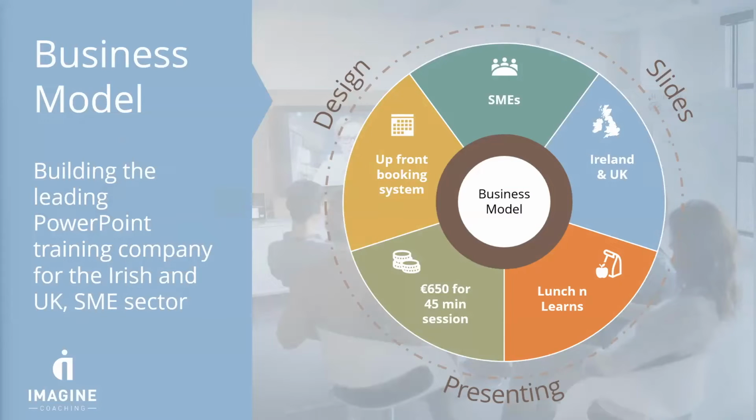Now, the next slide is business model. So the business plan really precisely defines your business, identifies your goals and serves as your company's resume, basically. So what is it that you're doing and what's the context? For the example I've used here, it's a PowerPoint training company for the Irish UK SME sector. So the first graphic I've got there is SMEs, and then I've got the UK and Ireland. I've got lunch and learns because that's what I'm focusing on at the moment. Cost for sessions, and I suppose the process is an upfront booking system.